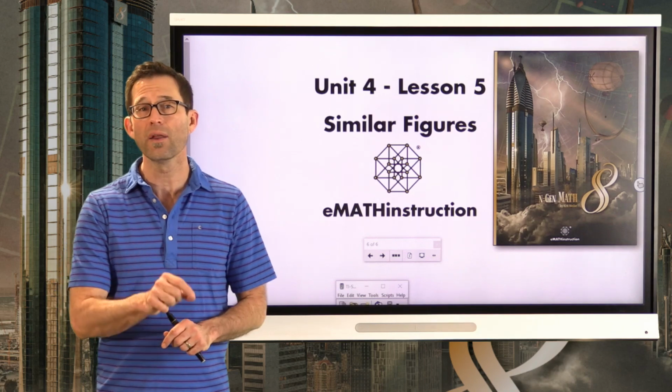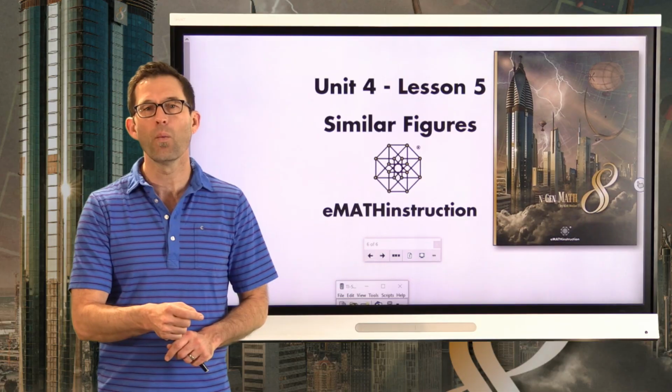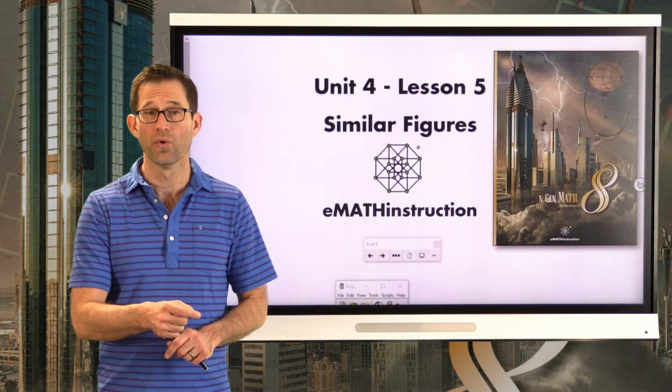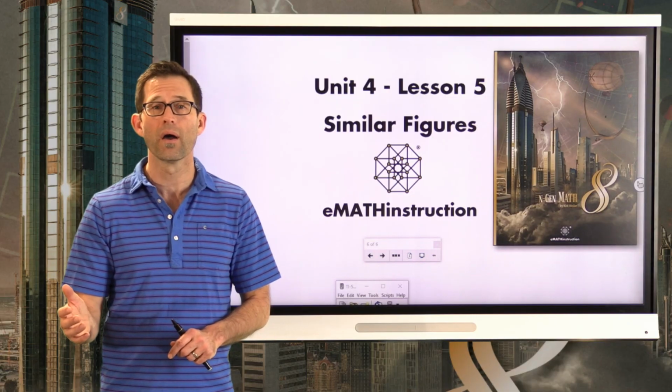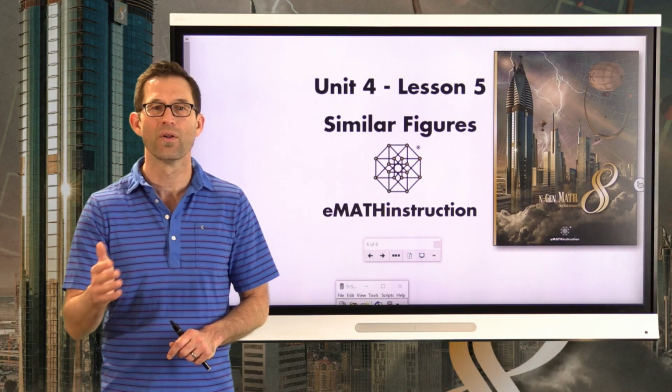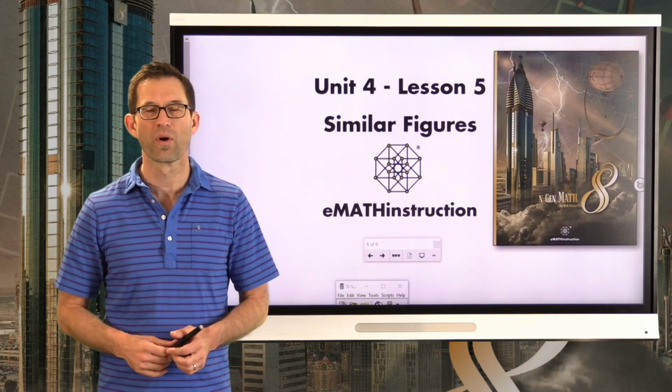So when we dilate one figure, and again, triangles are just a great example of them, when we dilate one triangle, let's say with a factor of 2, then we get another triangle whose side lengths are always twice as long, but whose angles are identical to the original. All right, we're going to be obviously looking at this more in the next lesson.